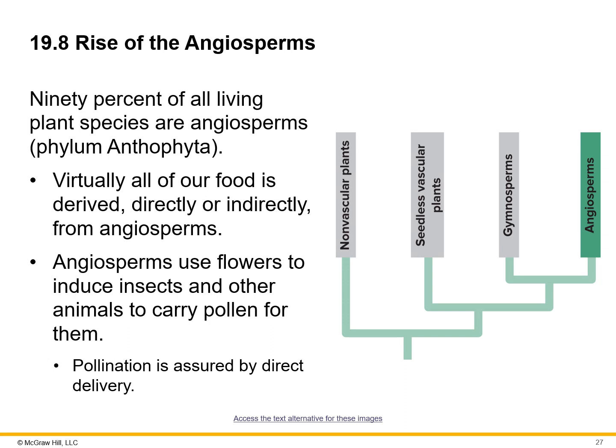All right, so then the rise of our angiosperms. 90% of all the living plants are angiosperms, so the majority fall into this last category. Virtually all of the food that we use is derived either directly or indirectly from angiosperms. But the key thing about these is they use flowers to induce insects and other animals to carry their pollen for them. So pollination is assured by direct delivery to the egg.